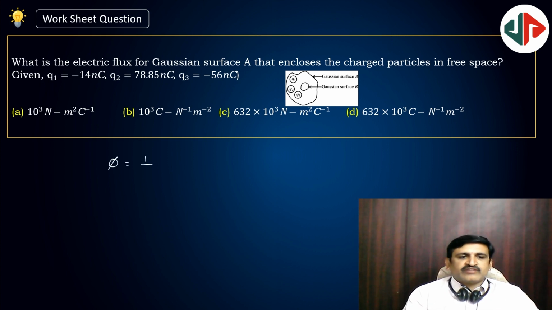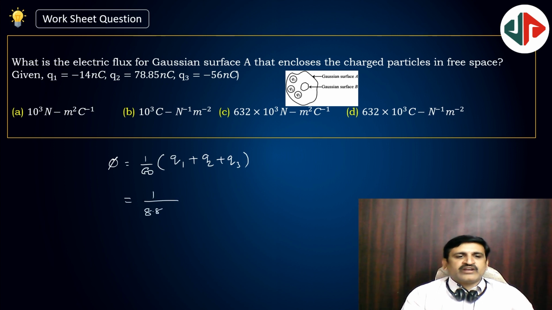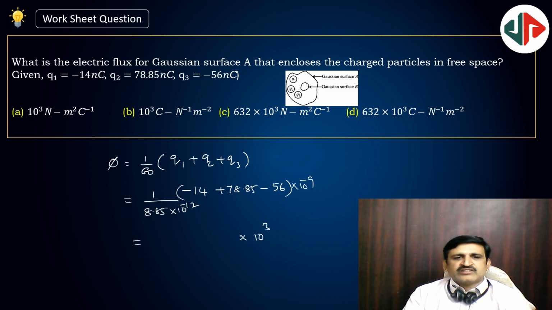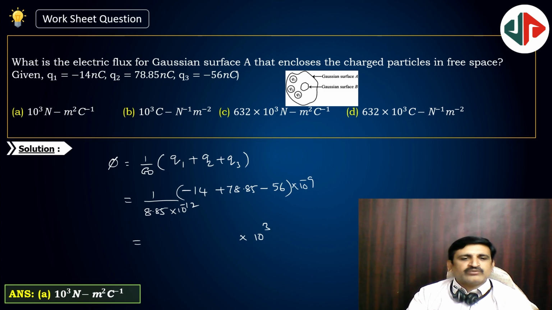Flux phi is equal to 1 by epsilon naught times the total charge enclosed in it, Q1 plus Q2 plus Q3. That is equal to 1 by 8.85 into 10 to the power of minus 12, and Q1 is minus 14 plus 78.85 minus 56 nanocoulombs into 10 to the power of minus 9. So this obviously will give you in the order of 10 to the power of 3. So all are of 10 to the power of 3 only, the number you can do. So 1 will come, right? 14, 8 point something will come, right? Yes. So next, option A it is. Let us see the next question.